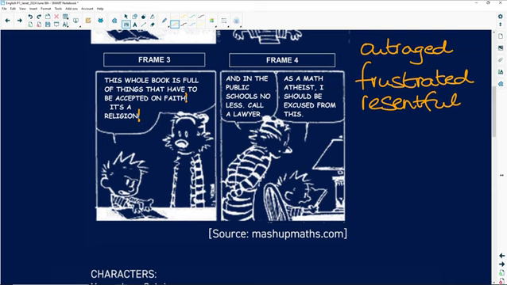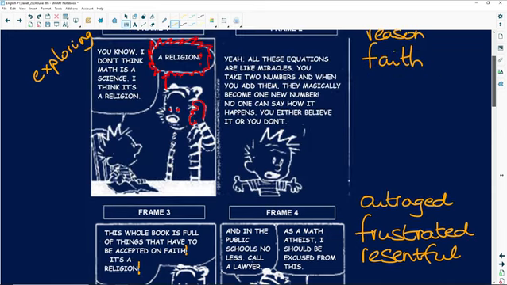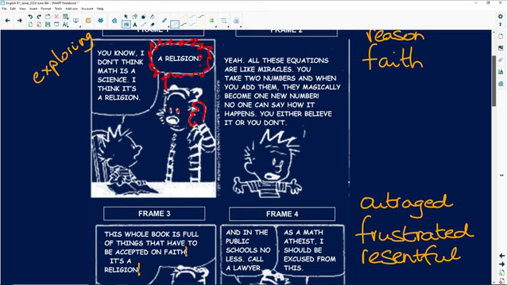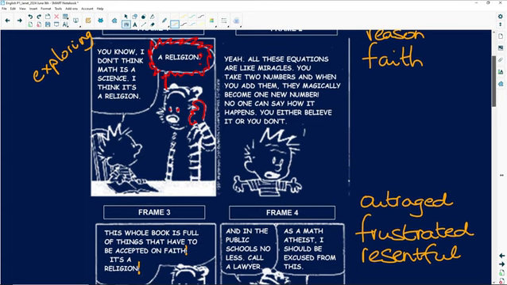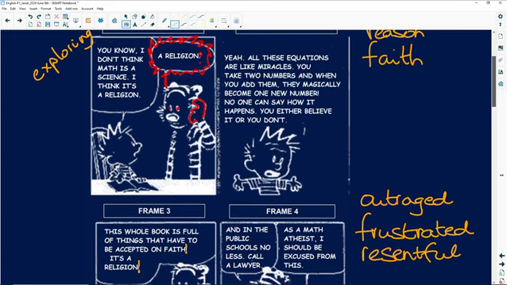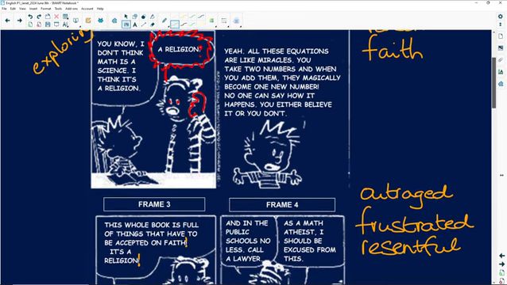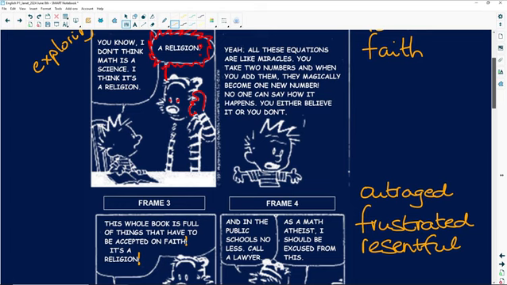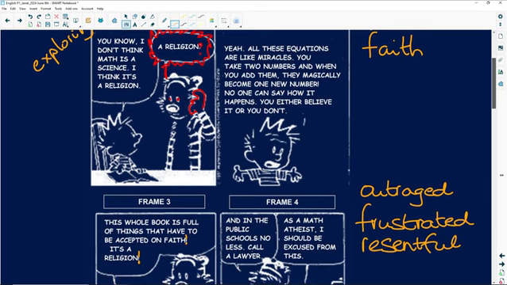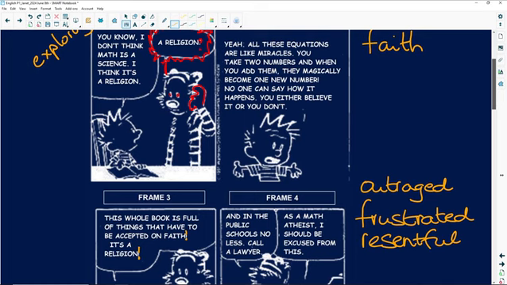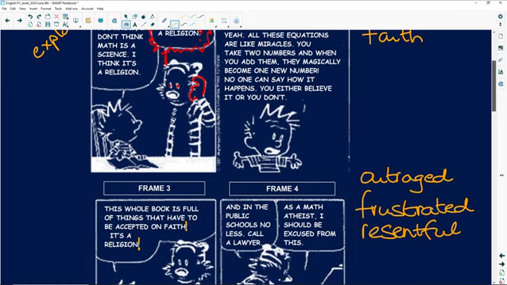So if we look at the whole cartoon, Calvin clearly was battling with his maths homework. And so he starts to say that maths isn't logical. You've just got to take it on faith. Equations are like miracles. In other words, he doesn't understand how addition works. You take 2 numbers and they magically become a new number, and he doesn't get it. No one can say how it happens.